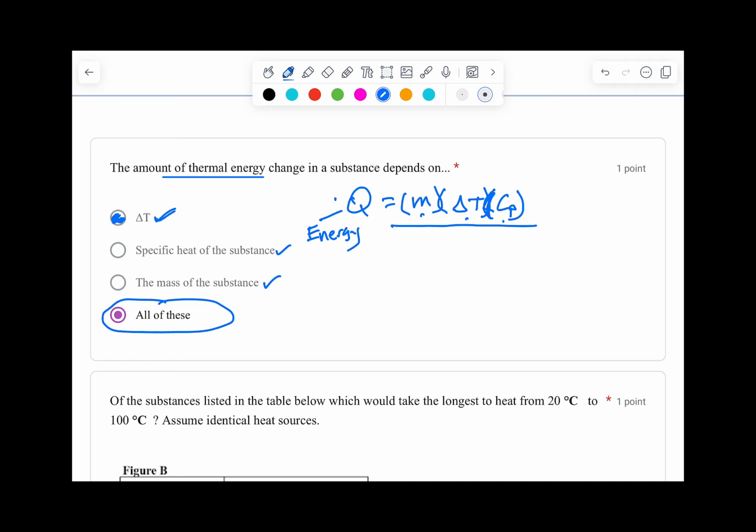But if you're being asked to choose the best answer to this question, it is right here. It is all of these. So make sure that when you have any multiple choice test, you always read every answer no matter what. There's no hurry, so you might as well do that.